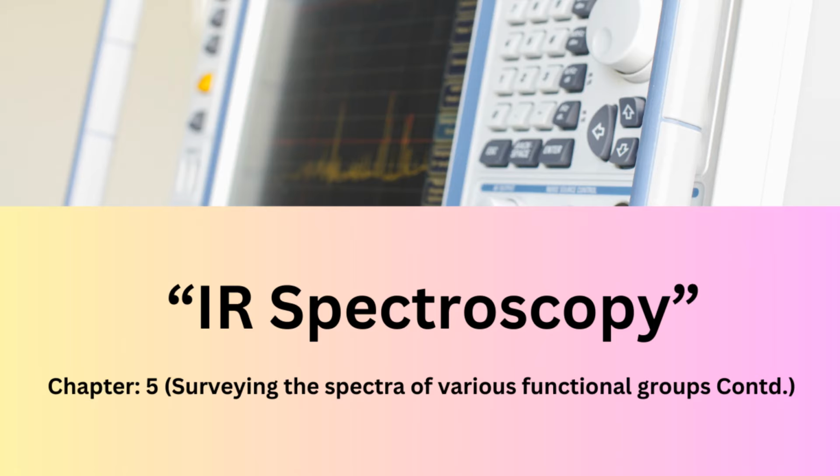Hello, friends, welcome back. In IR Spectroscopy Chapter 5, we continue exploring spectral analysis, focusing on the effects of conjugation and ring size on carbonyls, and the stretching of alkenes and aromatics.